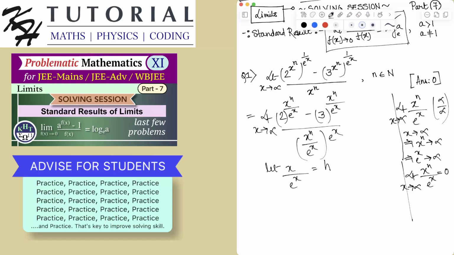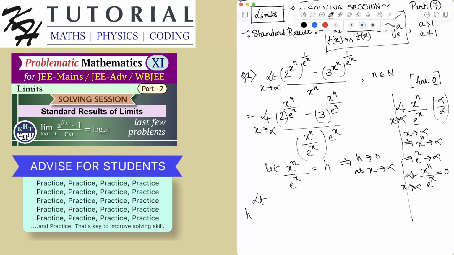This is n, x to the power n. Then the limit becomes, if h tends to 0 as x tends to infinity, because I think it's a known result that the limiting value of x to the power n divided by e to the power x, where n is a natural number, tends to 0. So we have this.